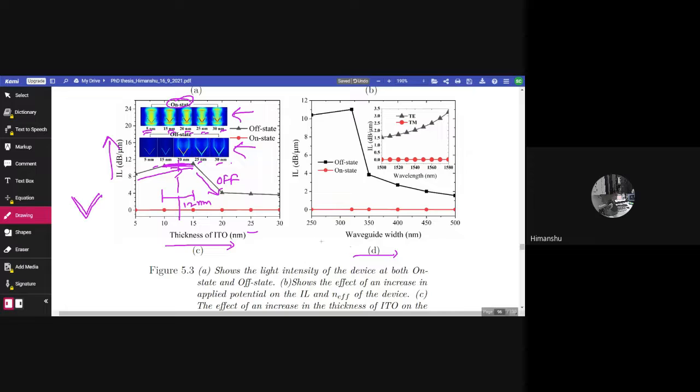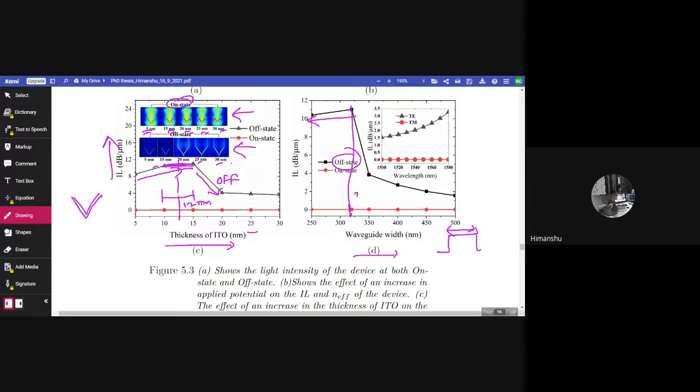So coming to figure 5.3d, figure 5.3d shows the insertion loss as a function of an increase in waveguide width. So what will happen to the insertion loss of the device if we increase the waveguide width? Here we have taken the reading from 250 nanometer to 500 nanometer. We can see here at around 320 nanometer waveguide width, we have seen maximum loss at off state.